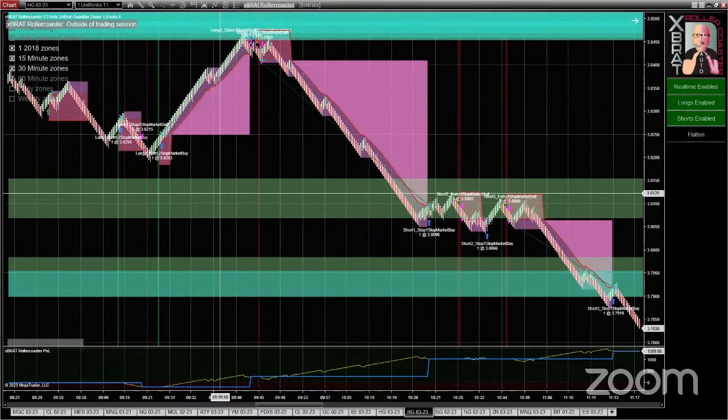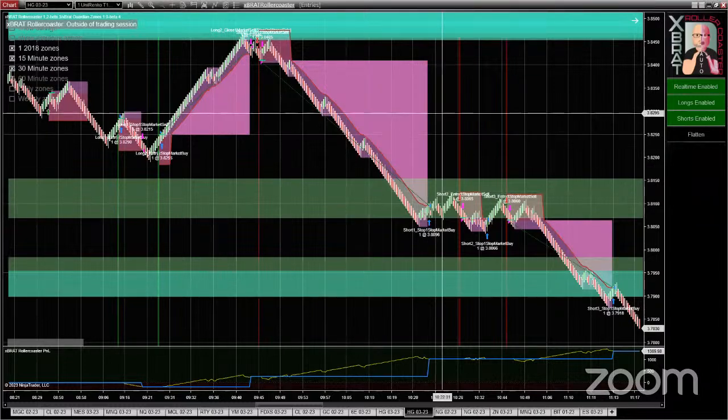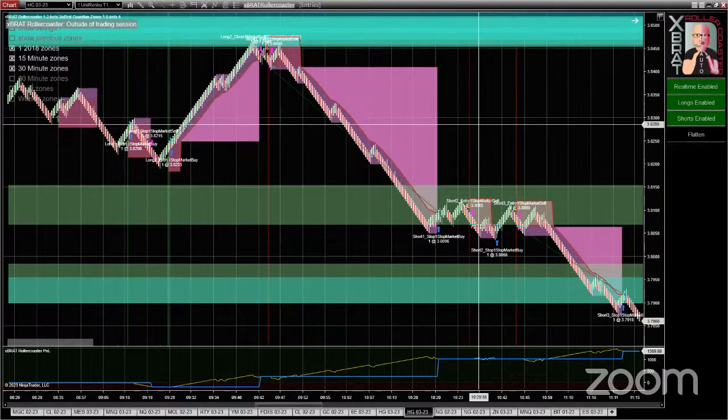So remember, the teachings of me for years now has been you don't short into support and you don't go long into resistance. You have to have enough fresh air, risk to reward to the next zone. So you need fresh air. You need lots of fresh air, so you've got room to move.